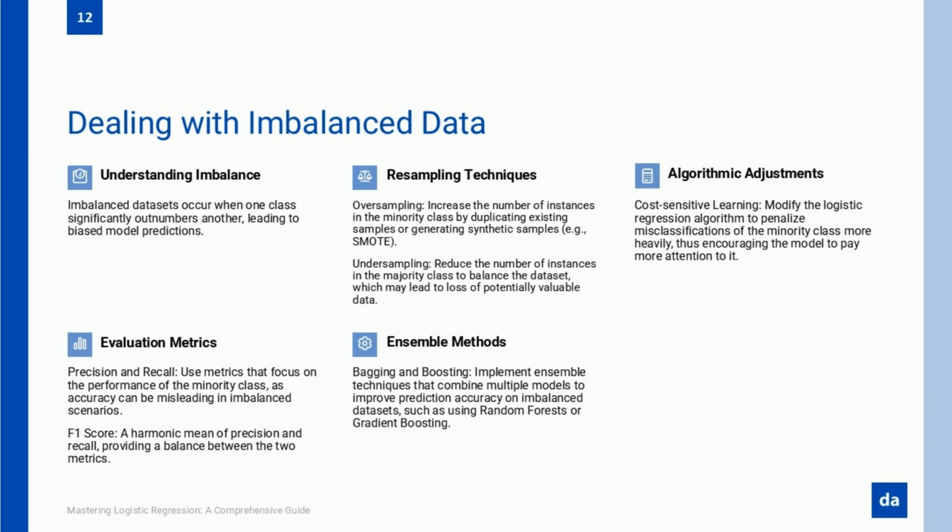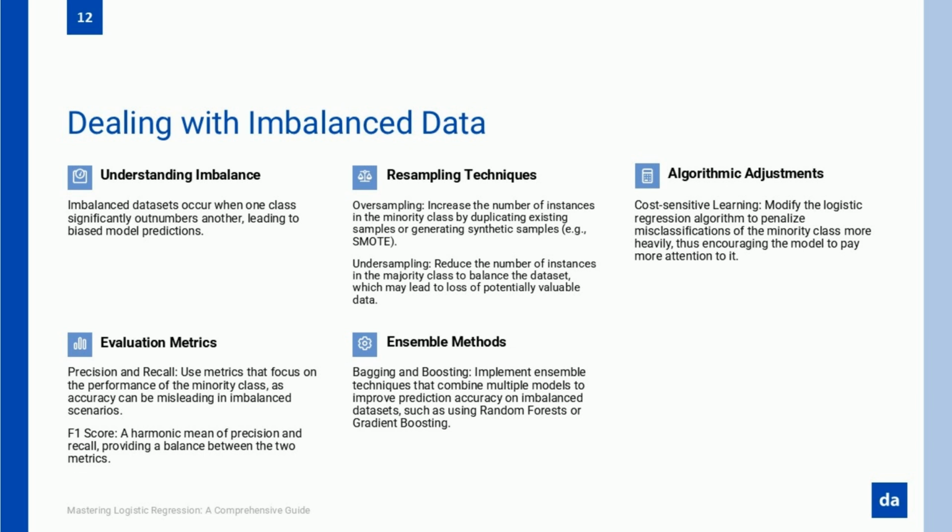But in reality, missing those positive cases could be dangerous. So, how do we handle imbalanced data? The first trick is resampling techniques. We can either oversample the minority class, meaning we duplicate or generate more examples of the rare event, like fraud cases, or we can undersample the majority class, meaning we randomly remove some common cases to balance things out.